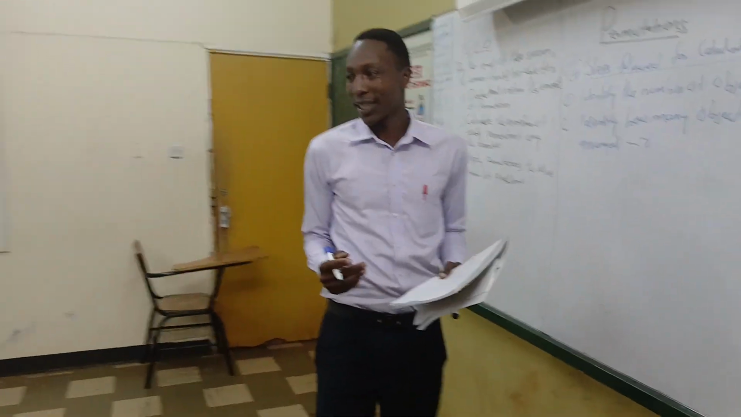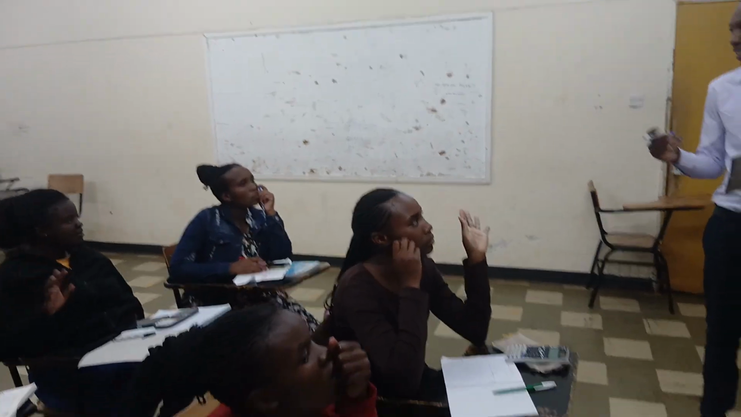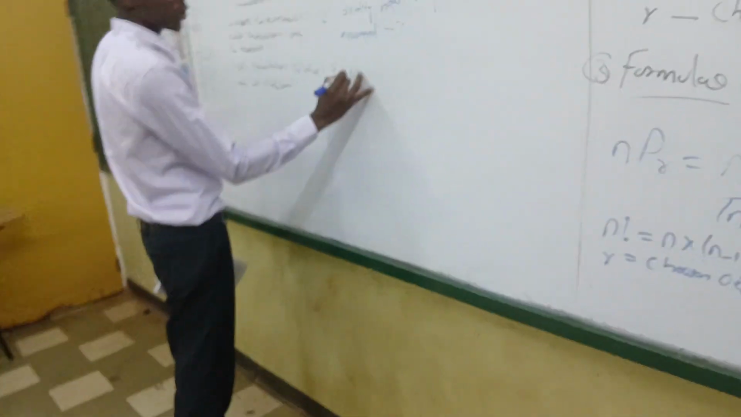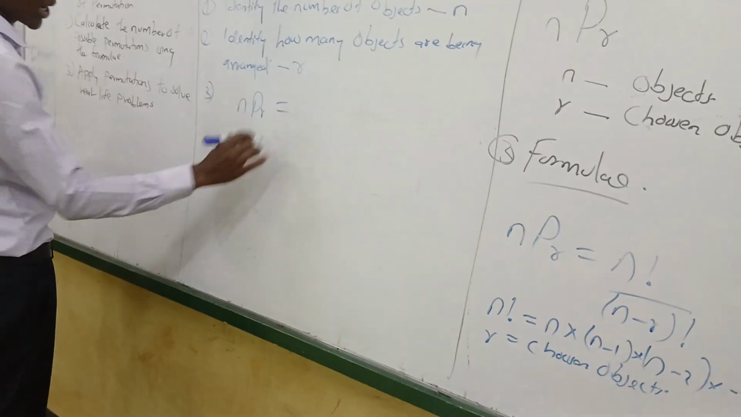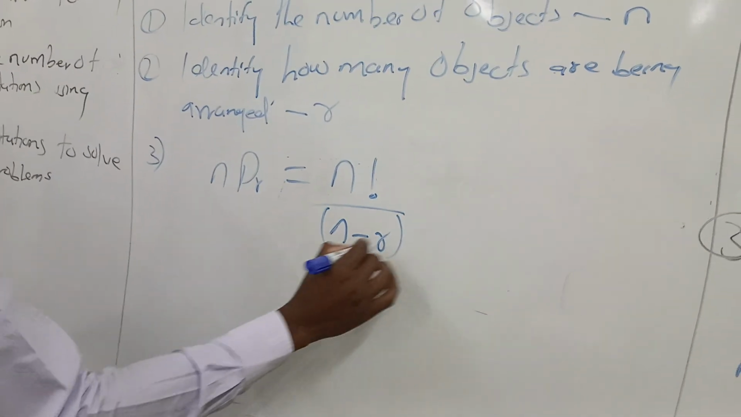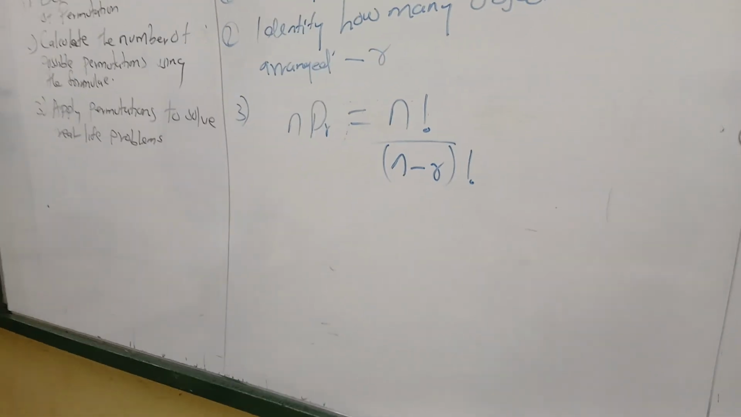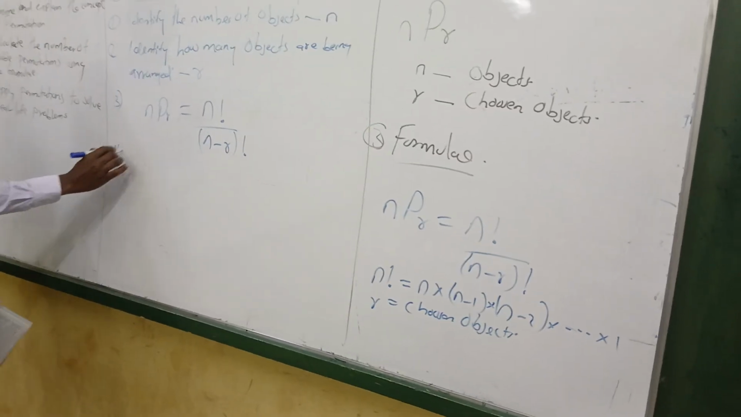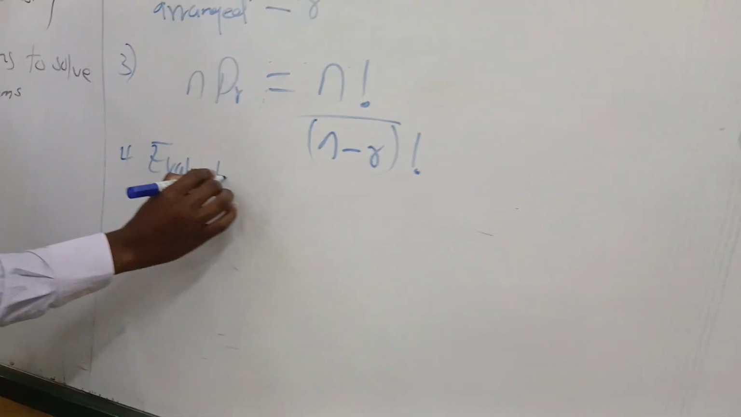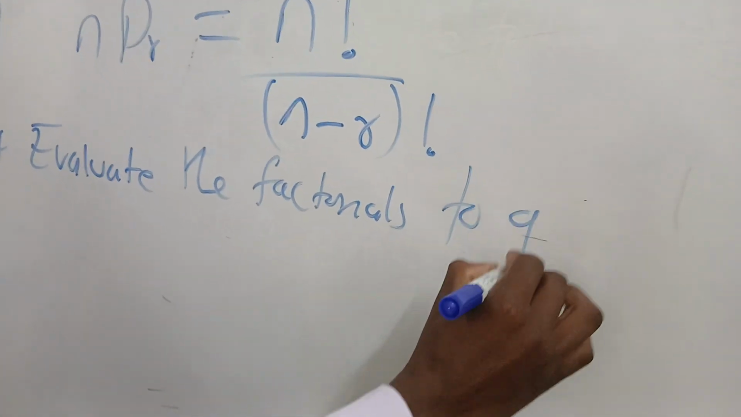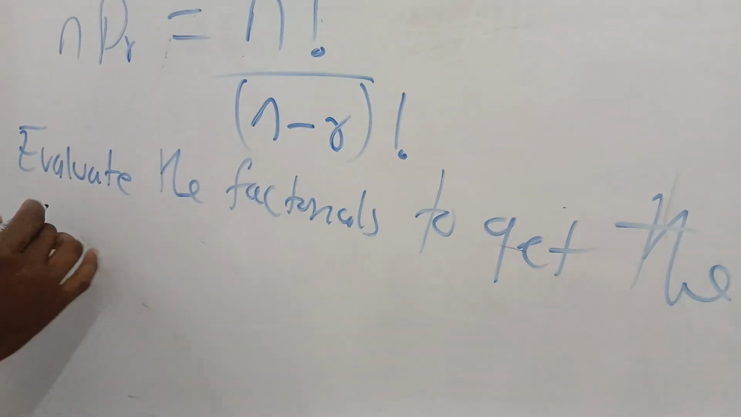After identifying n and r, what are you supposed to do next? Yes, replace in the formula. Definitely. Number 3 is use the formula. So you use the formula: n permutation r is given by n factorial all over (n minus r) factorial. And the last one, number 4, is to evaluate the factorials to get the answer.